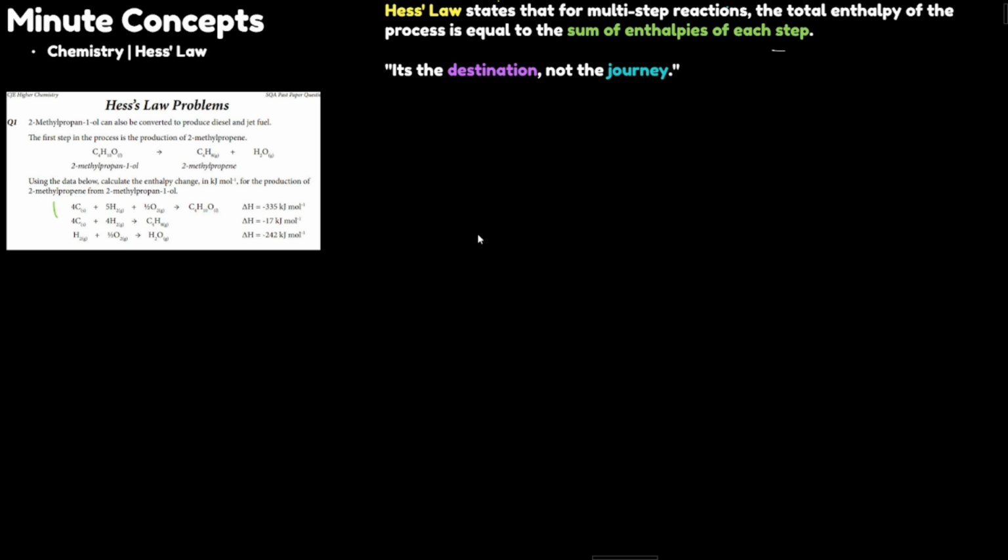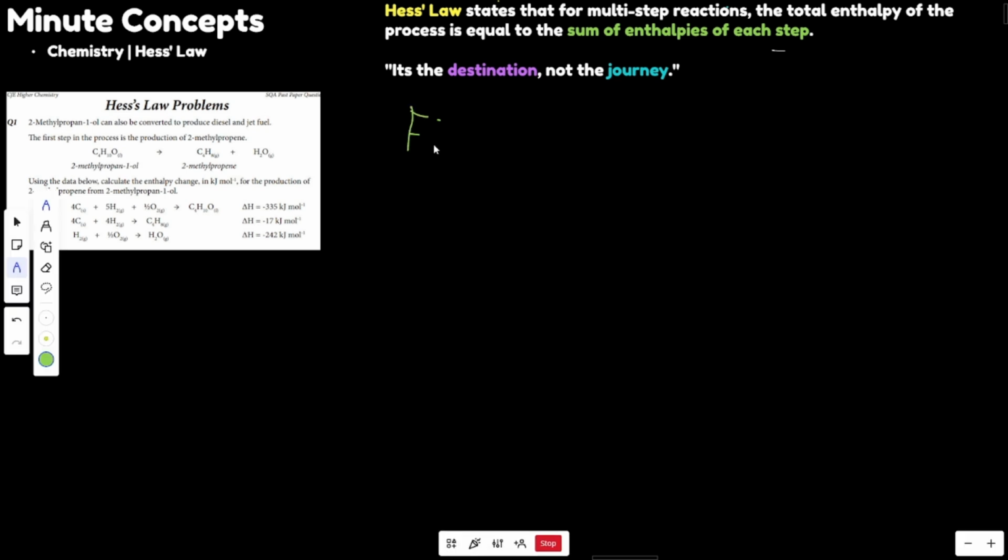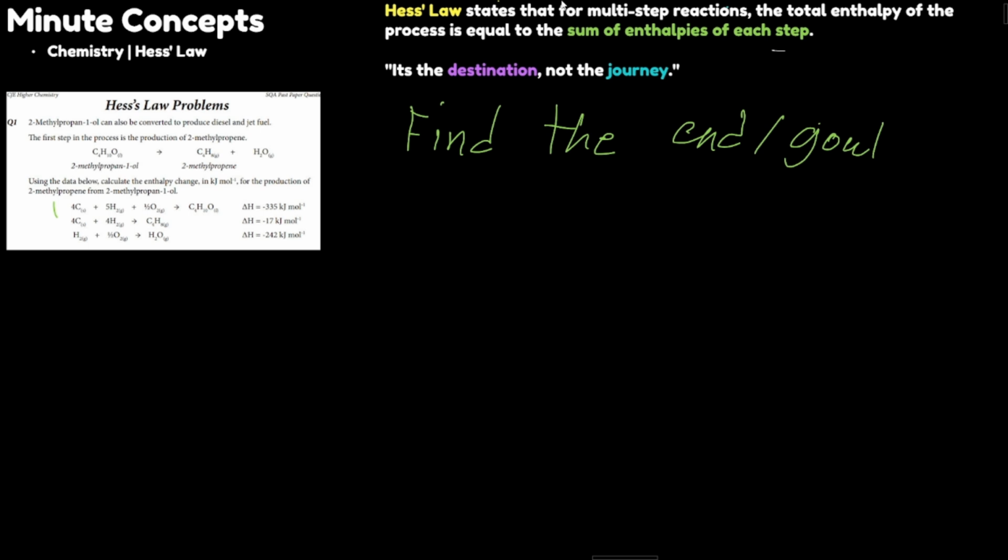And in Hess's law, for multi-step reactions, we have a certain process to follow. So first, we have to find our goal or the destination. Finding the destination is our first step. Find the end or goal. For example, here in this first Hess's law problem that we're going to be doing, we want to end up with this reaction.